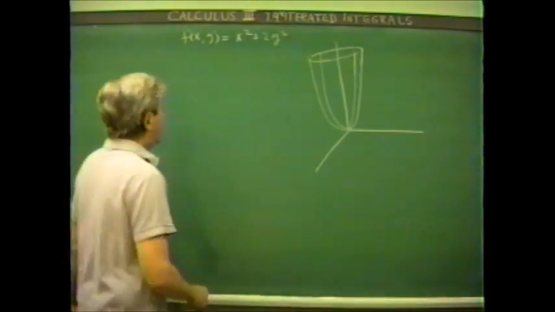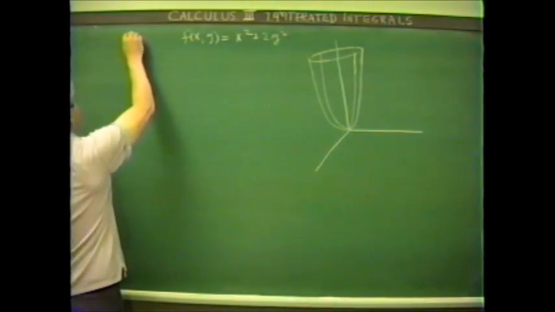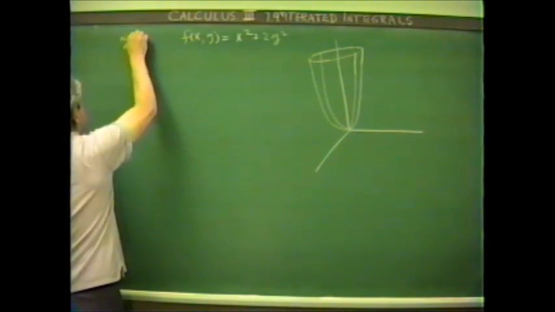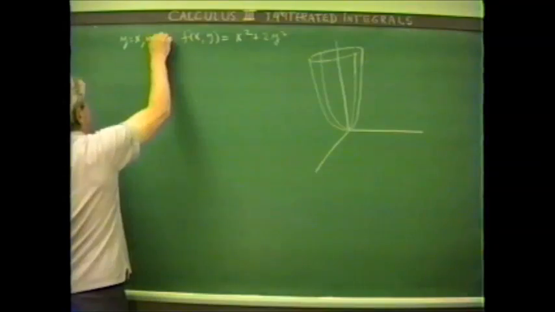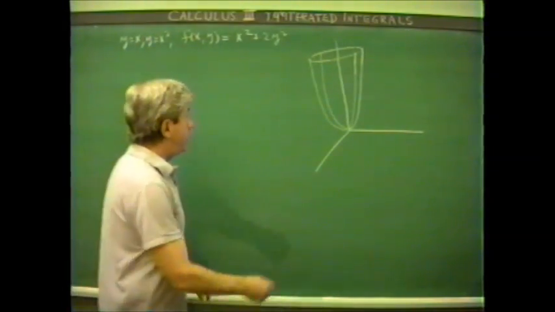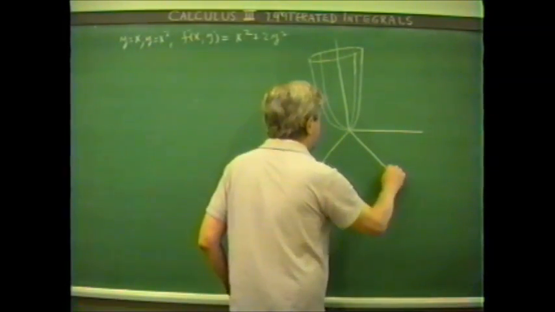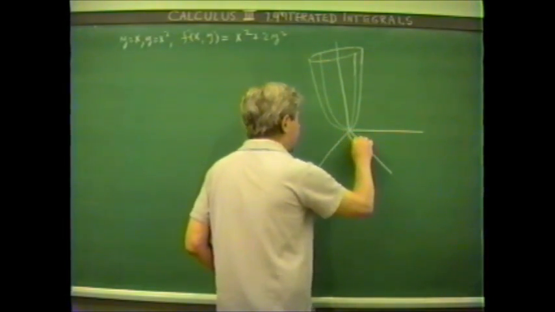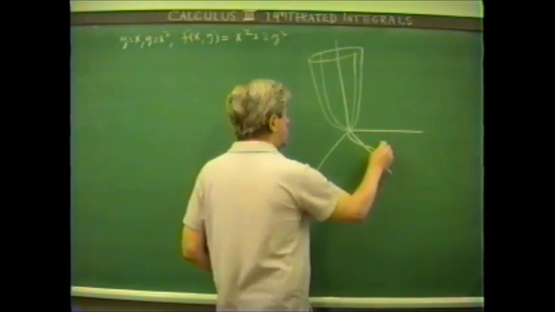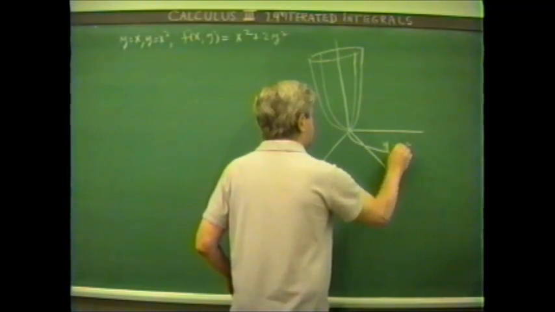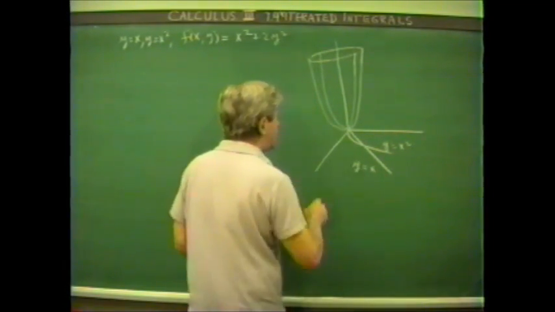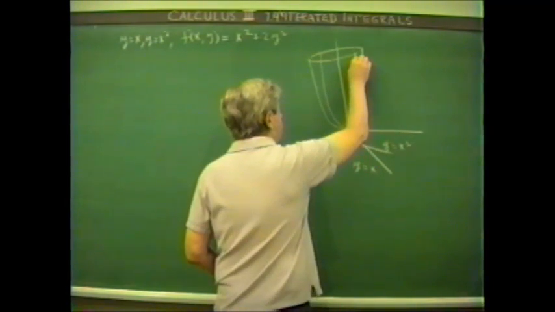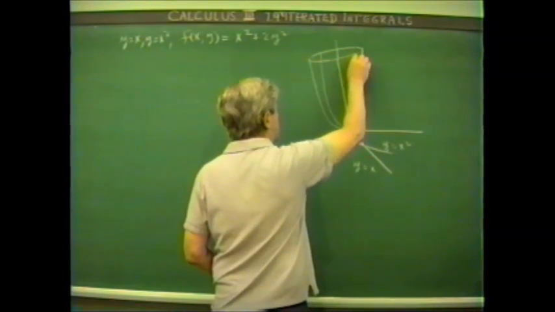Okay. Let's look at this in a region bounded by y equals x and y equals x squared. So y equals x here like this, and y equals x squared like so, so this is y equals x squared, and this is y equals x, then we want to look at the region something like this.